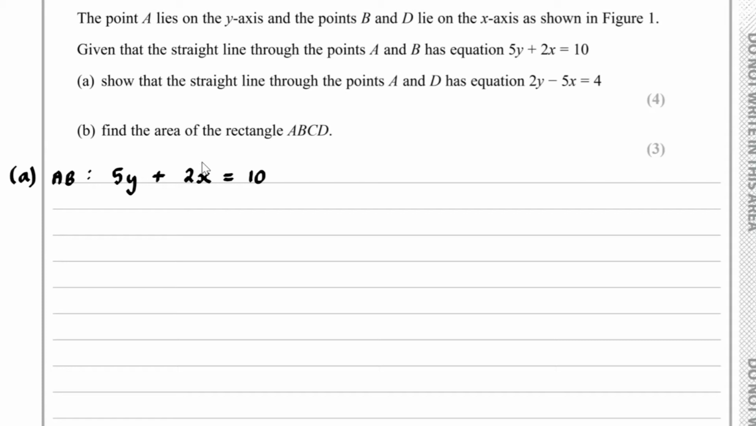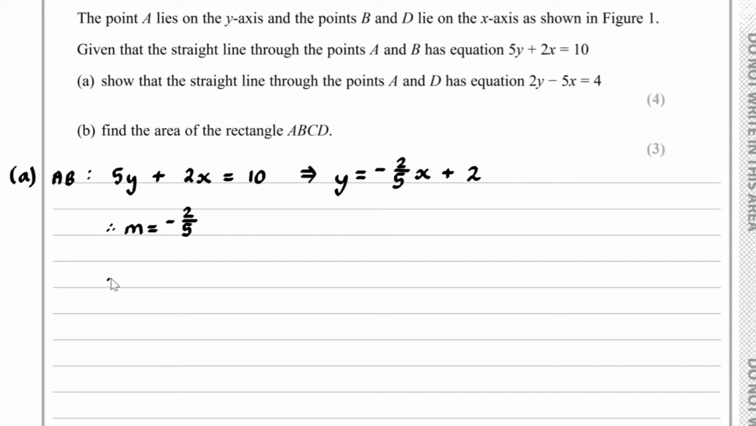Now, if I rearrange this so it's written in the form y equals mx plus c, spotting the gradient would then be quite easy. So, what this is equivalent to is y equals minus 2 over 5 x plus 2. So straight away we can spot that the gradient m is equal to minus 2 fifths.